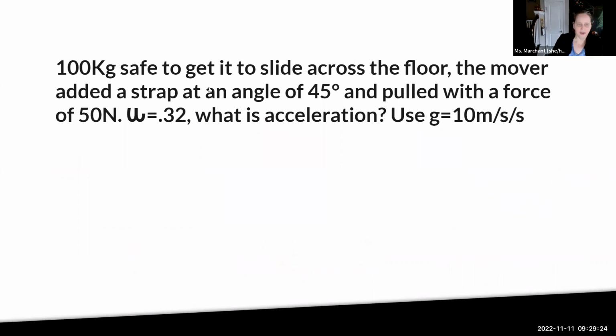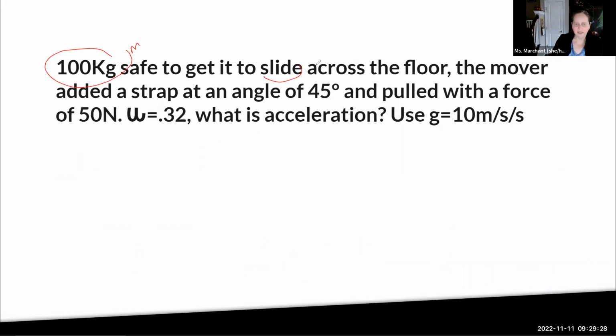Right, let's do another problem. A 100 kilogram safe, that's our mass, slides across the floor. That means we know we're going to have a force of friction and we're going to have a normal force. And the mover added a strap at an angle of 45 degrees. That's our theta. Pulled with a force of 50 newtons. That's our force applied.